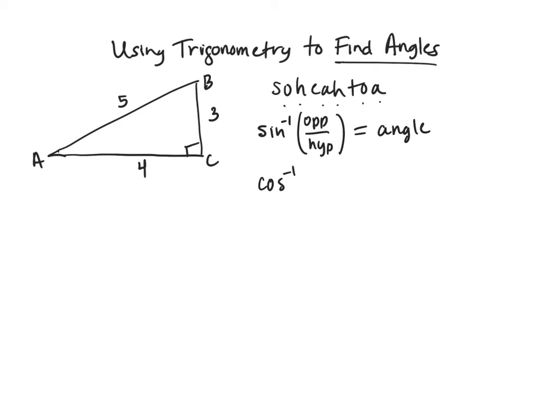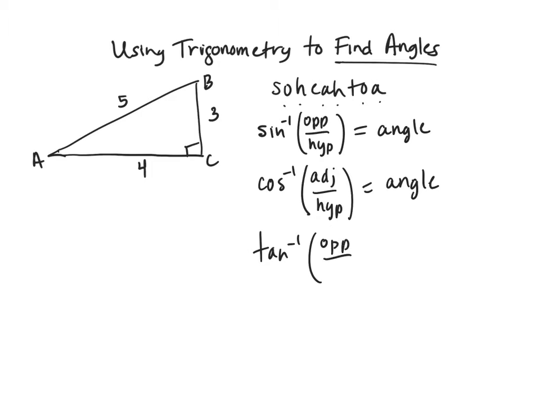Same thing for cosine. If I'm looking for an angle and I'm going to use cosine, I don't plug in an angle, I plug in a ratio. Cosine is adjacent over hypotenuse. And again, that will give me an angle if I use the inverse cosine of adjacent over hypotenuse. Tangent, the inverse tangent, and the ratio is opposite over adjacent. And that will give me an angle if I'm using the inverse function.